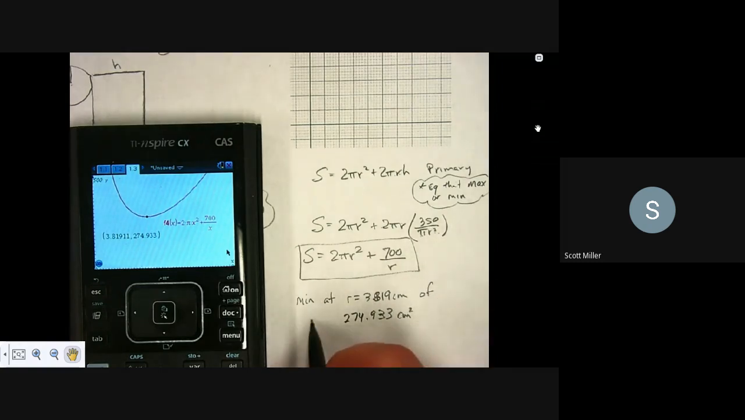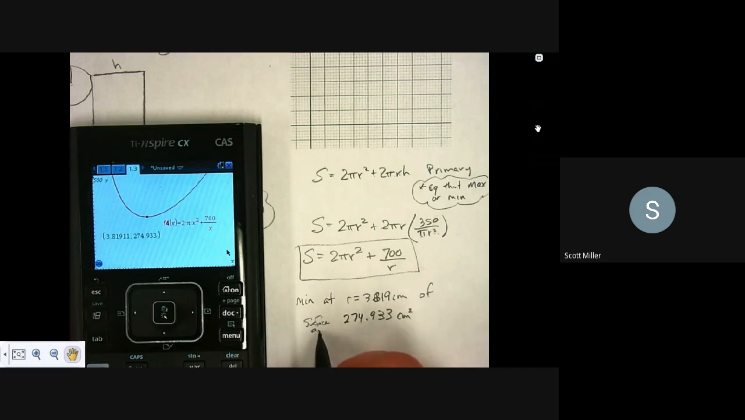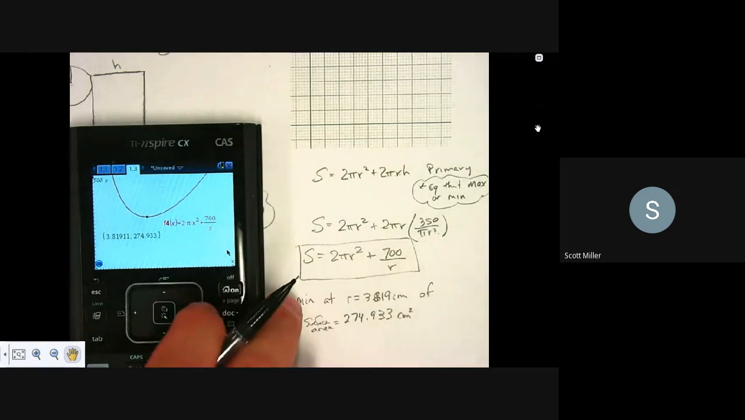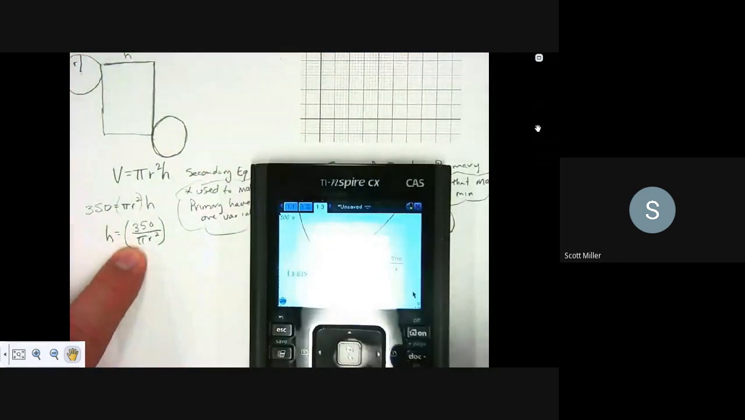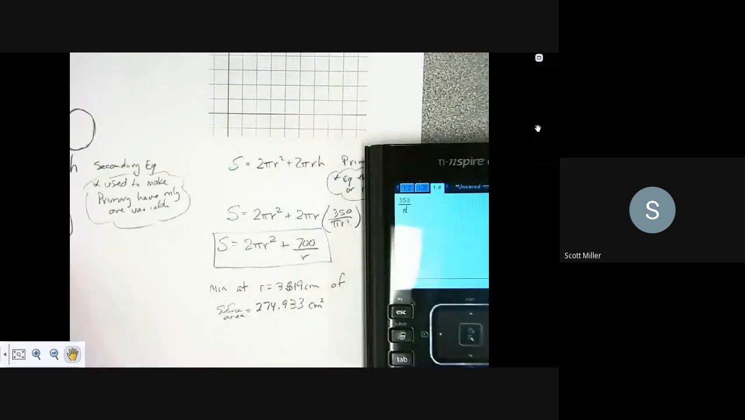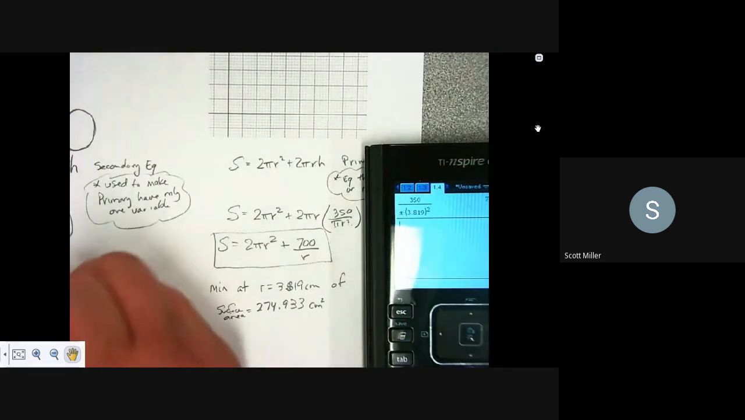Okay, so this is the surface area, and this is where it occurs on the radius. So we wanted to find the dimensions, so I found the radius. I need to find the height, which is using this formula right here. So I can open up a new screen, and I can type this in: fraction 350 over pi, and then R, which was 3.819, squared. And so then I get this answer here for H.